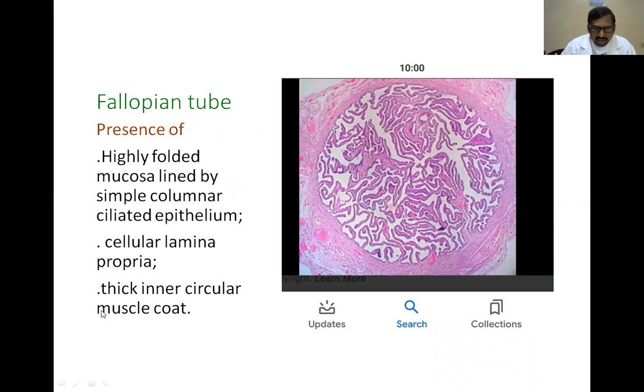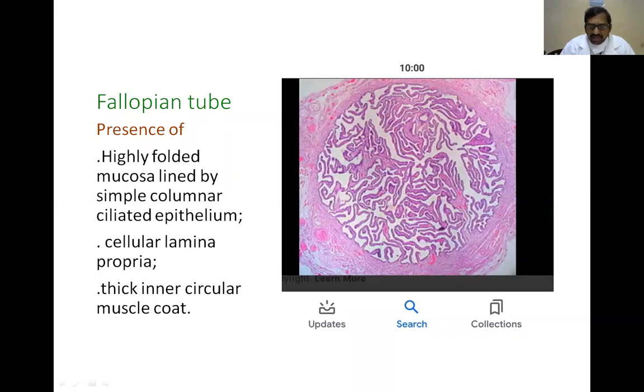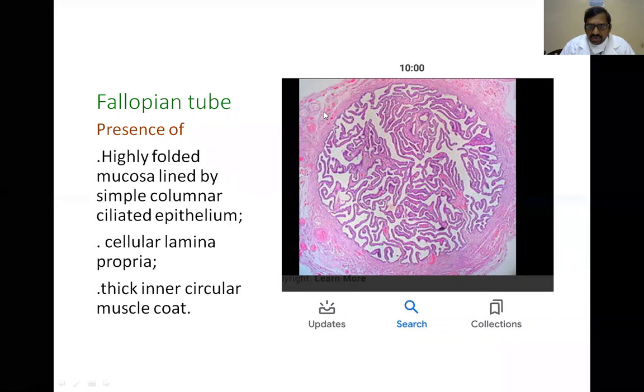Next, outside this, there is a thick inner circular muscle coat and outer longitudinal muscle coat. These two muscles are very important to propel the ovum from the tube towards the cavity of the uterus. To perform this function, it has two muscle layers, the inner circular and outer longitudinal layer. And outside this, there is mesothelium, that is nothing but the peritoneal lining. It lines the uterine tube.